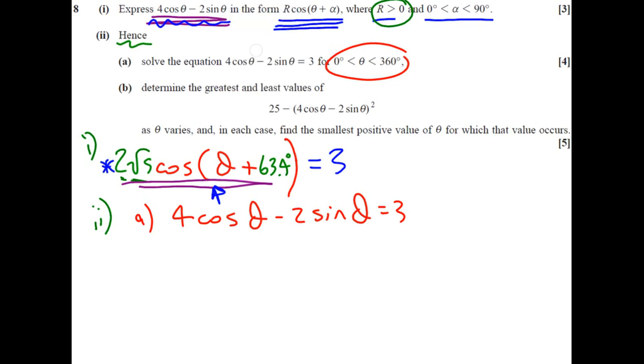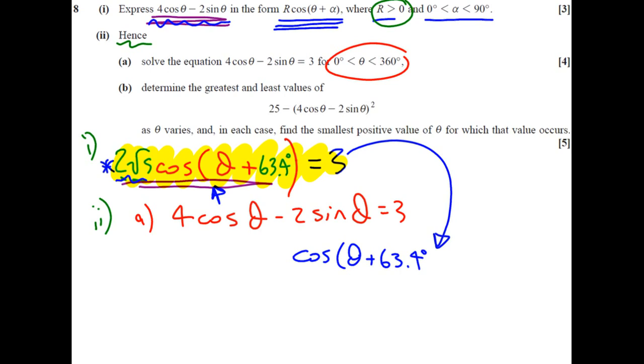And that top equation, believe me, is much nicer to solve than this equation, because you've only got one trig thing. You haven't got cos and sine, you've just got cos. So that's why it says hence. And that highlighted one is what we're going to use. Right, so to solve, we're going to divide by 2 root 5 and get that cos of theta plus 63.4 degrees equals 3 over 2 root 5.